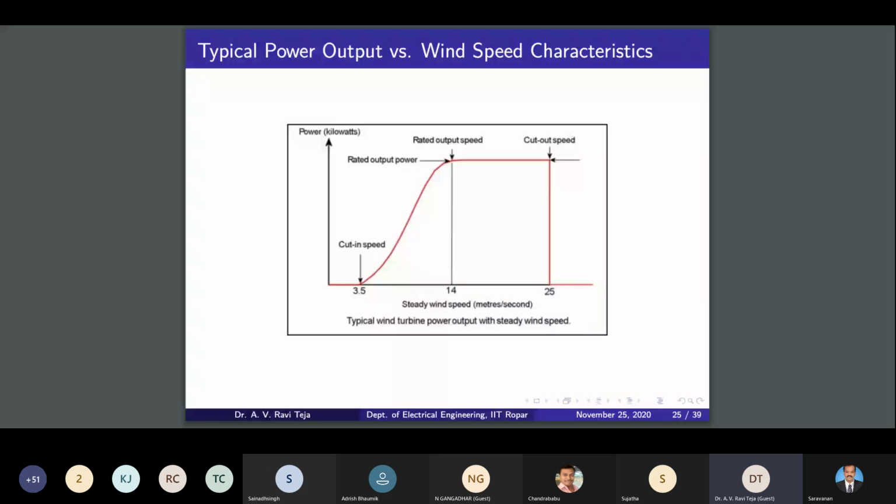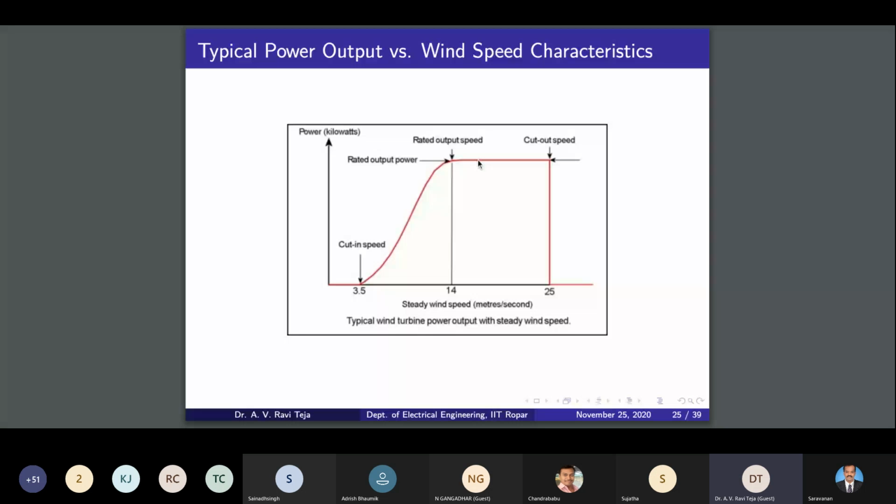Even if I am generating less power than I can generate, I am forcefully not generating because my equipment is not rated for that. This happens once in a while, not always. But I should safeguard my equipment so that when the wind speed reduces below rated, I can get power. So that's why pitch angle control should ensure that I always get rated output power and not more than that.